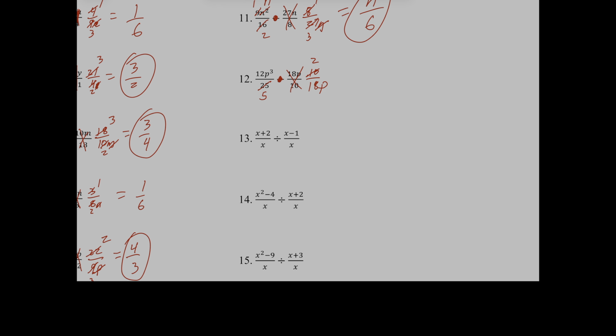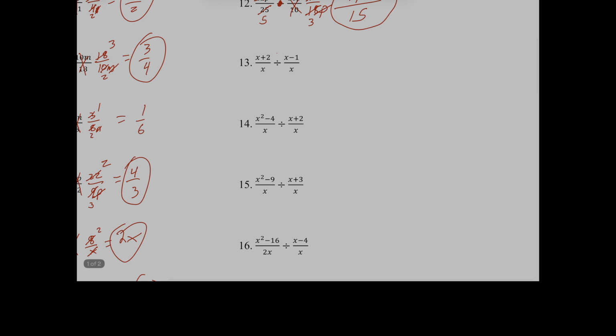Let's look at my 12 and my 18. 6 will go in there twice. 6 will go in there 3 times. Let's look at my p's. 3 on top, 1 on bottom. I'm left with 2 on top. Anything else to cancel out? Doesn't look like it. So I'm going to have a 4p squared over 15 after I multiply them through.